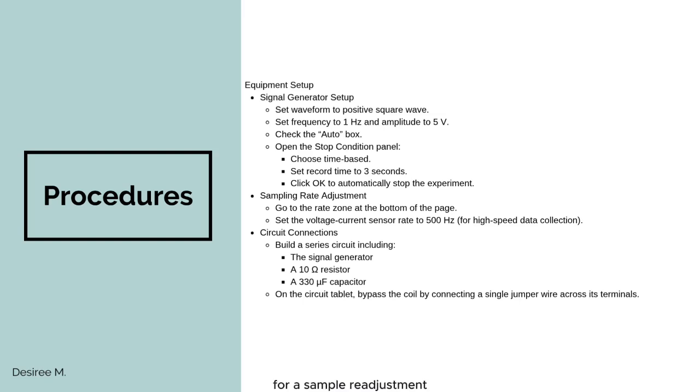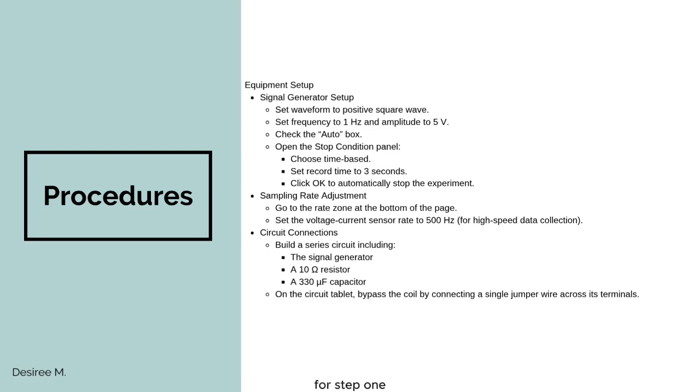For the sample rate adjustment, we had to go to the rate zone at the bottom of the page and set the voltage current sensor rate at 500 Hz for high-speed data collection. For the circuit connections, to build a series circuit we included the signal generator, a 10 ohm resistor, a 330 microfarad capacitor, and on the circuit tablet, we bypassed the coil by connecting a single jumper wire across its terminals.